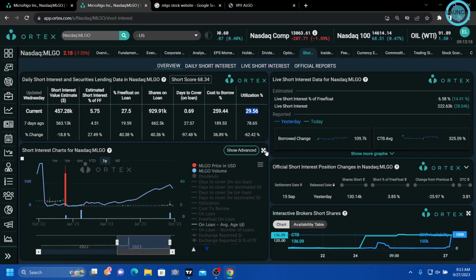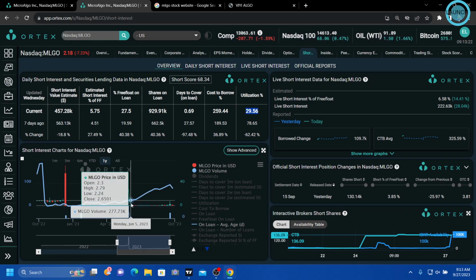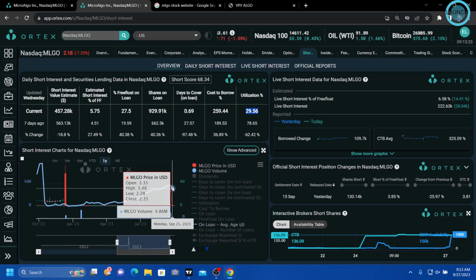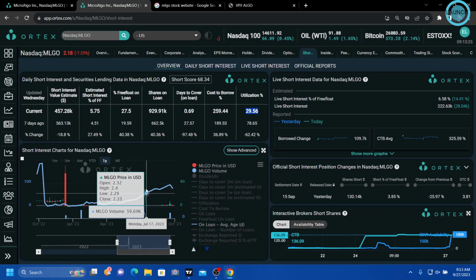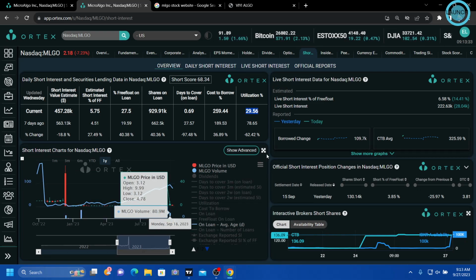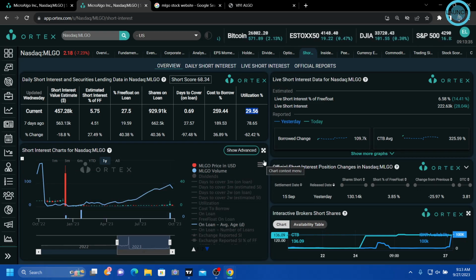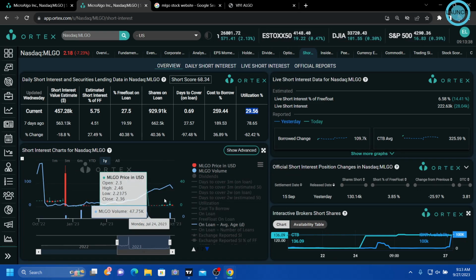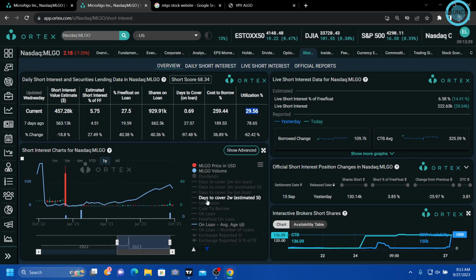Now, if we look at the short interest screen deeper, it says the amount on the loan brings it to July 21st, I believe it was. Something like that. The average short is at approximately 233, as per Ortex data, and it's currently at approximately 218.